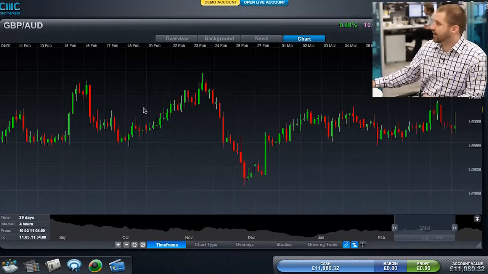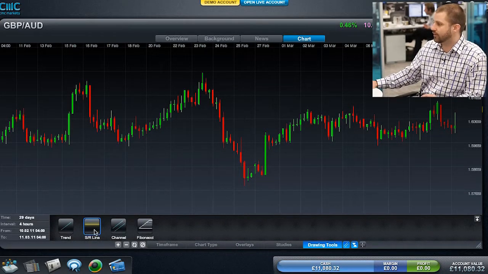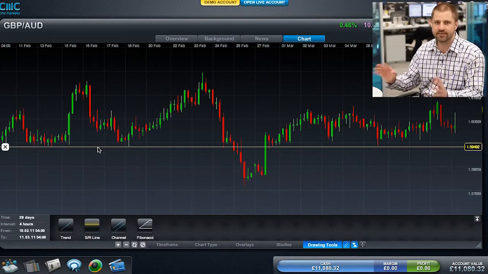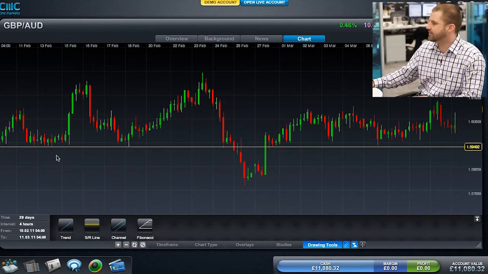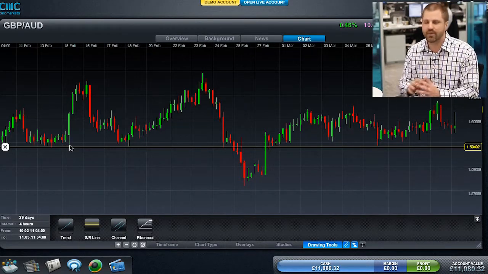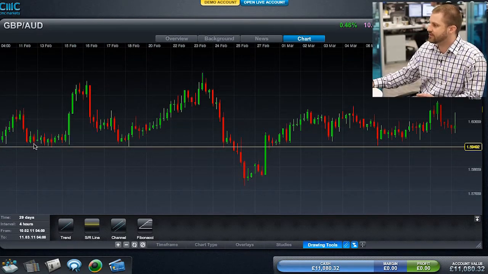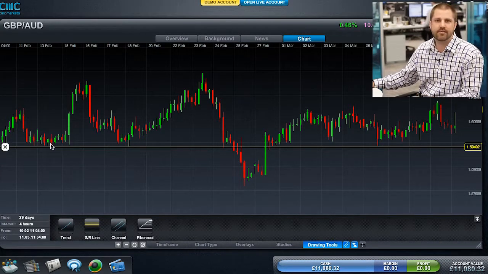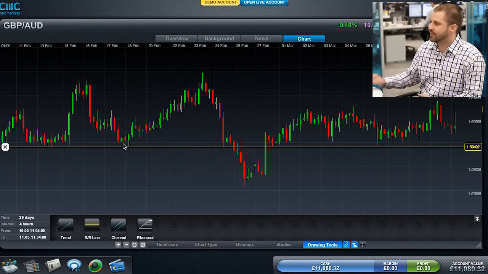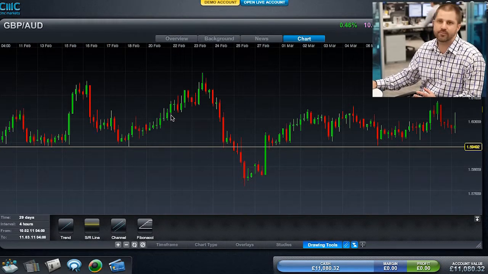Now, on this chart of pound versus Aussie dollar, again, if we go to our drawing tools, click on the SR line, we can start to see here in the beginning sections of this chart that there's a support level here at 1.5950, somewhere around about that level. So you can see each time that it comes down to this level, it protects it and the price starts to go back up again. Again, the same principle here. We start to see the market approach this level and it bounces back off.